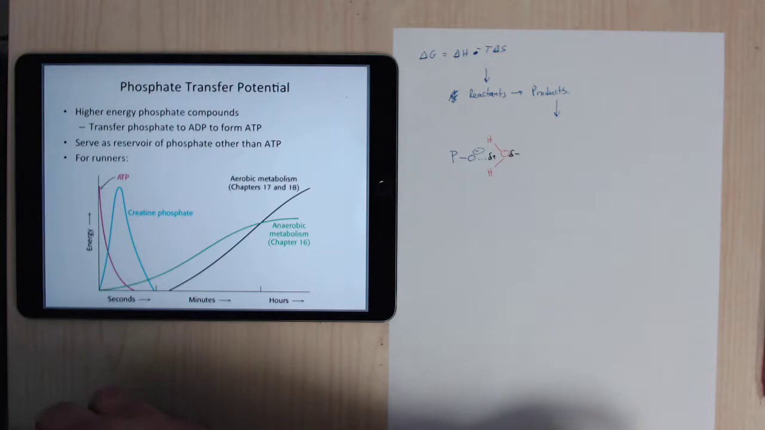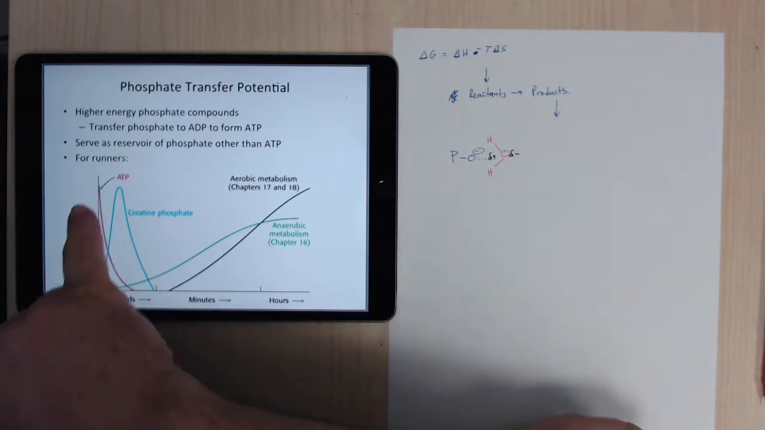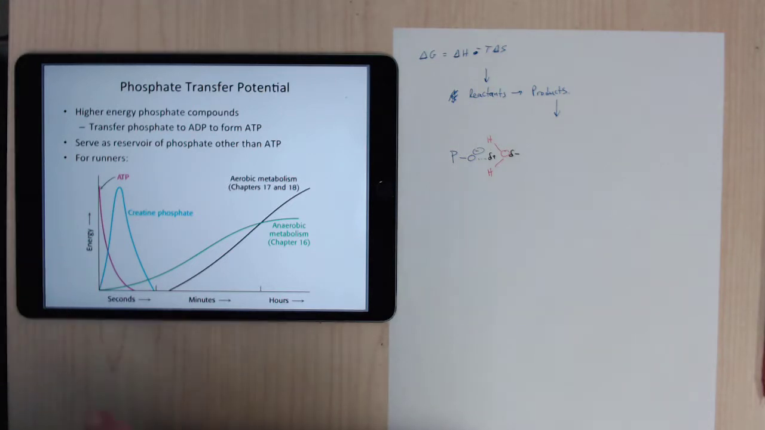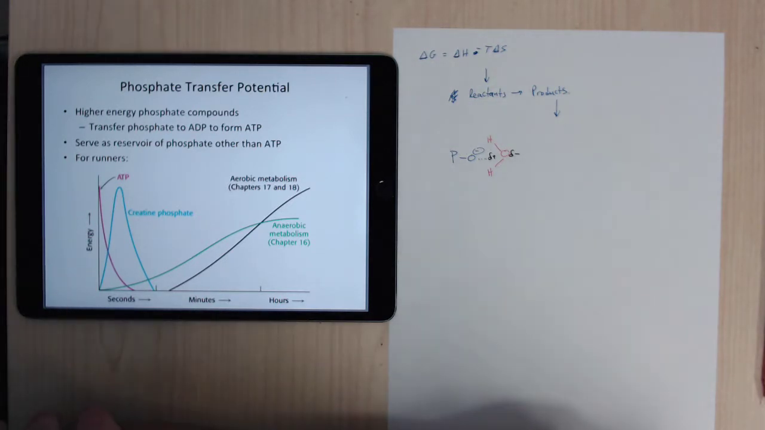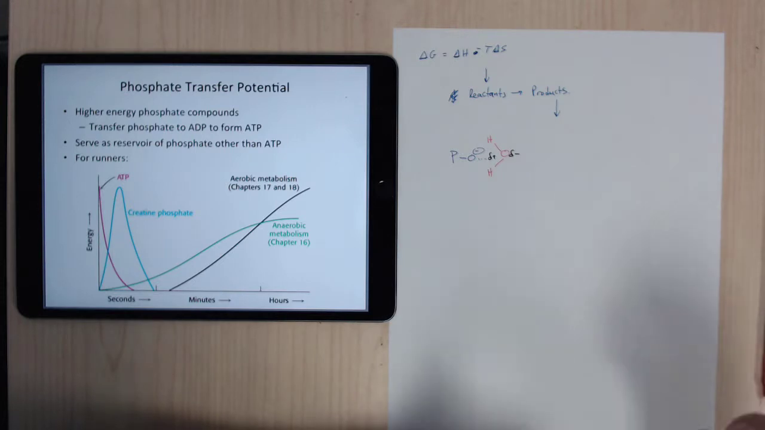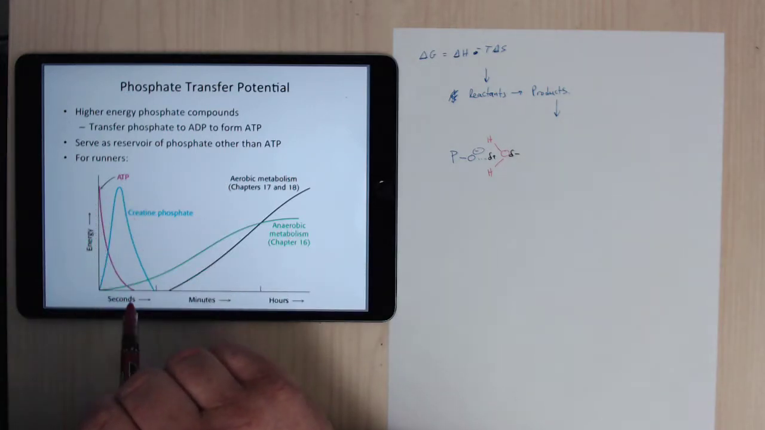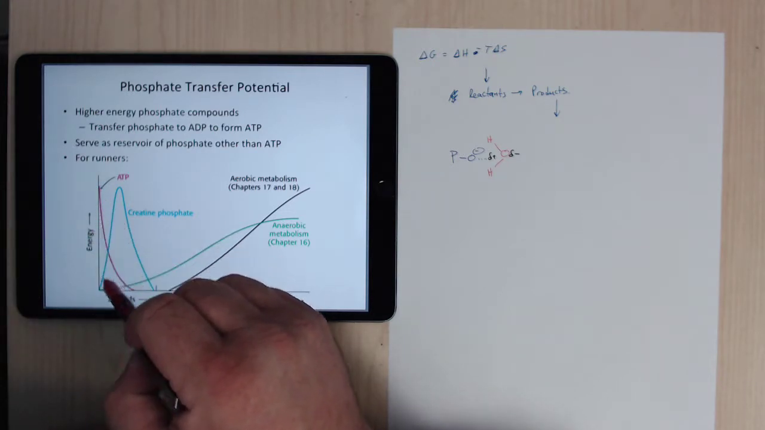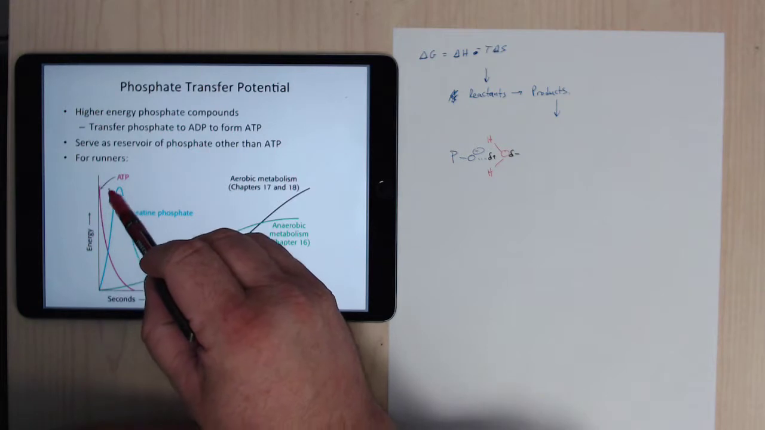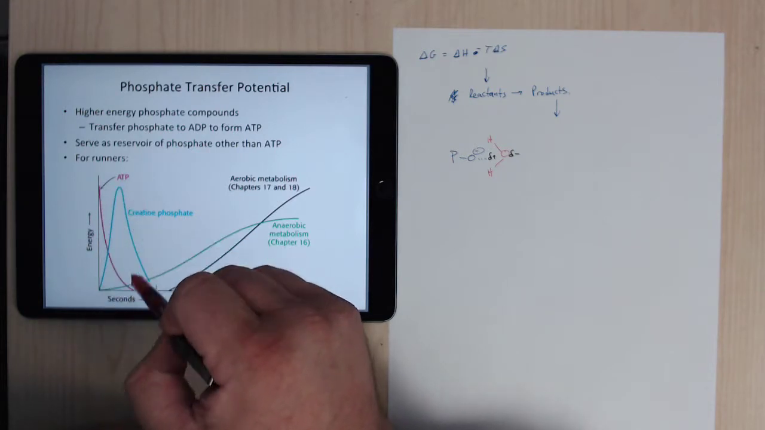So like that for use later, or you can put them on lower energy species. So this allows you to sort of use different things at different speeds. If you have ATP, the energy can be released really quickly. So if you're a sprinter, right, you're going to be using mostly ATP, and also these other high energy species, like creatine.